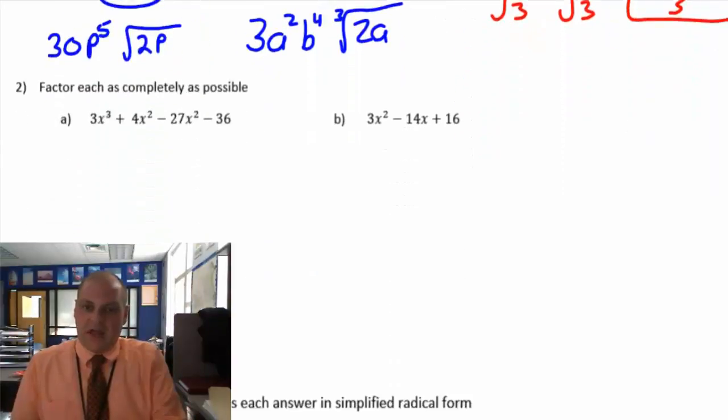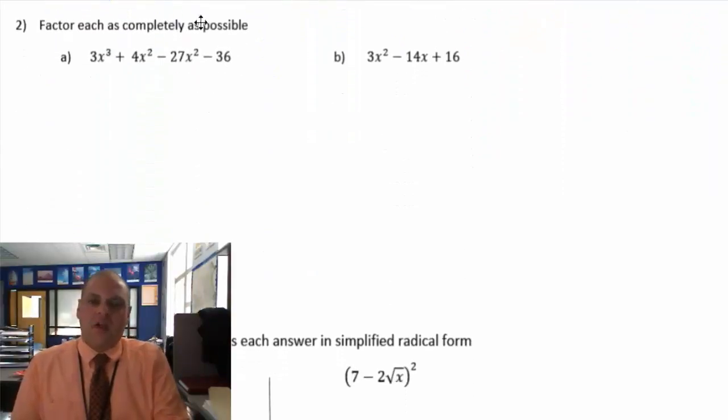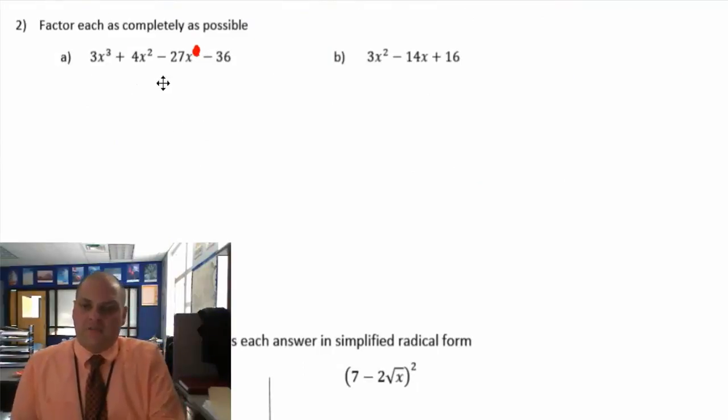All right, moving on. Number 2. This was the typo. This should have just been 27x, not 27x squared. So make sure you fix that. All right, we're going to factor by grouping here. So we take out an x squared, 3x plus 4. We take out a negative 9, 3x plus 4.